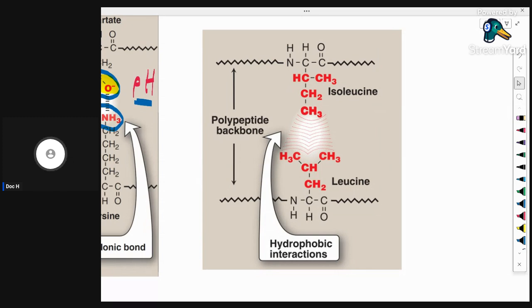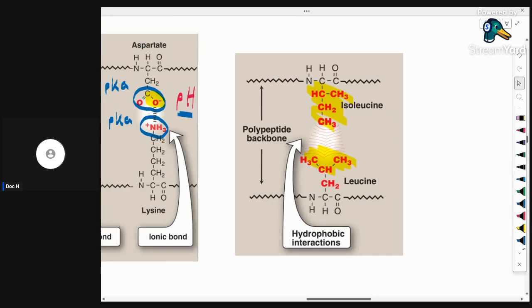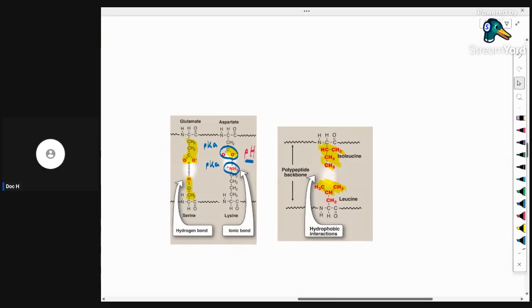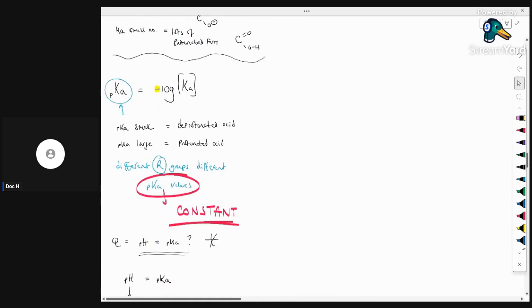And this is just showing hydrophobicity. So if you've got groups here that are pretty hydrophobic, so leucine and isoleucine, they will interact with each other. They will cluster together, typically on the interior of the protein, to get away from water. So that kind of helps fold proteins as well.